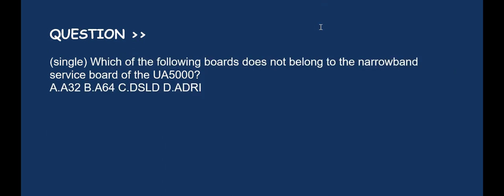The next question is, which of the following boards does not belong to the narrow band service board of the UA5000? The options are option A, A32, option B, A64, option C, DSLD, option D, ADRI. The correct answer is option D.